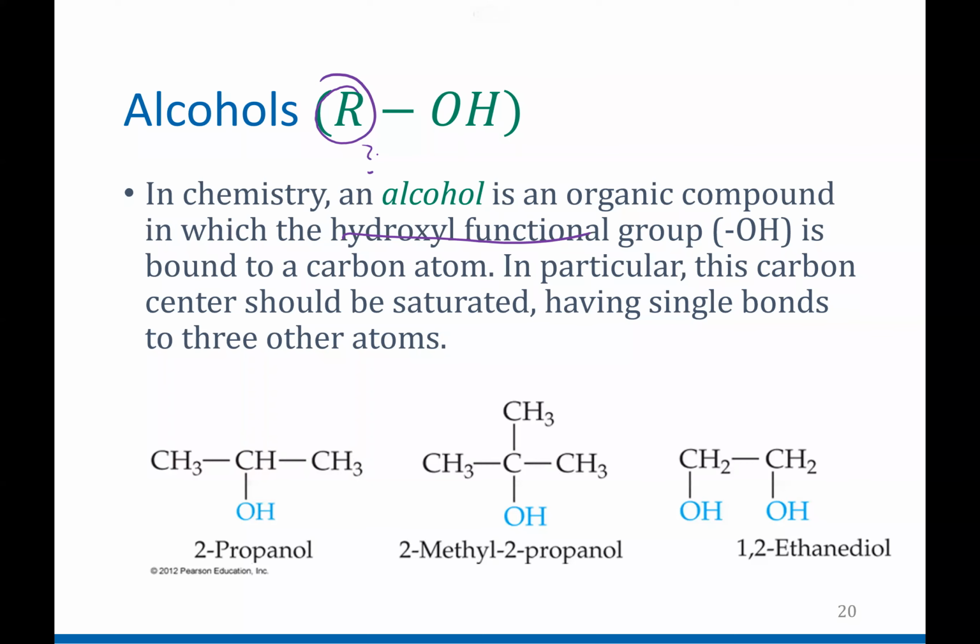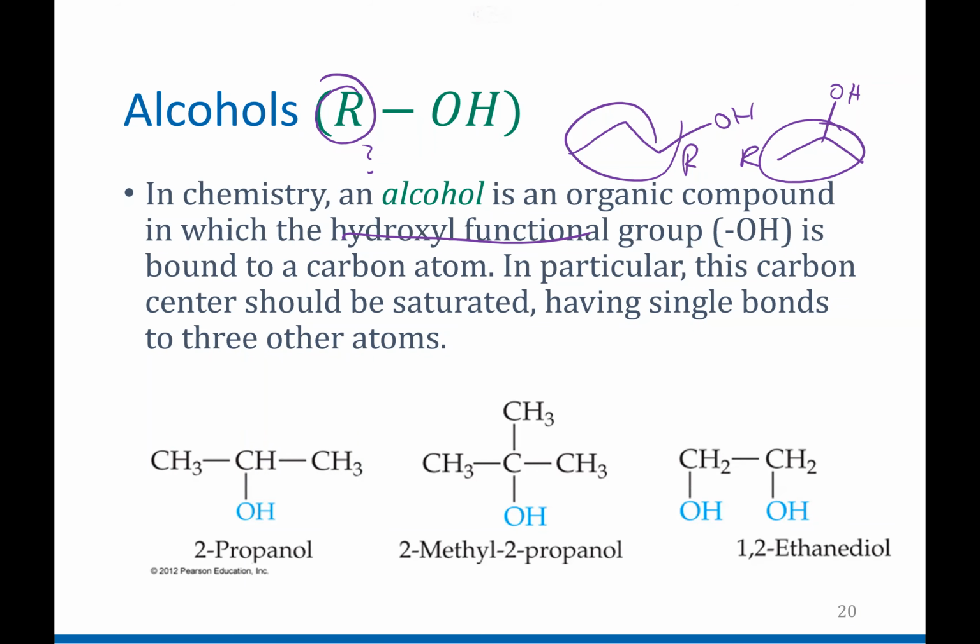R is a carbon chain. Like in math, if you don't know a number, you would call it X, right? So in chemistry, R just represents any carbon chain. It could be, like, this is propanol, or one propanol. It could look like this. R just means the carbon chain. So when you see ROH, what I mean is it's any carbon chain, R.